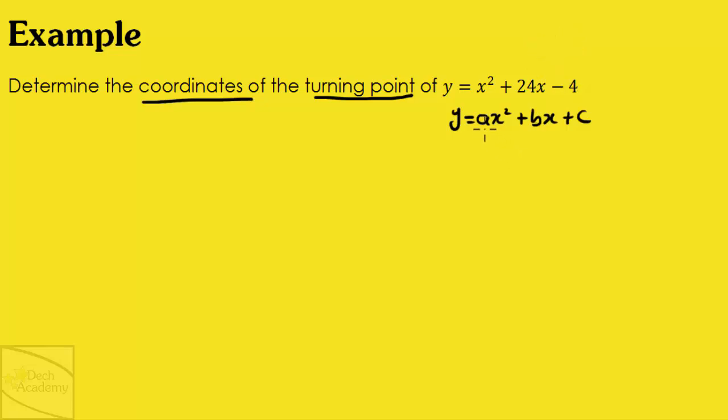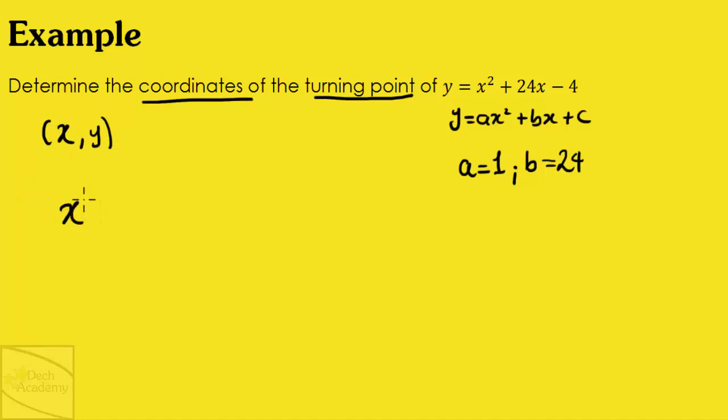But we're interested in the values of a and b. a is the coefficient of x squared, which is 1, because this x squared is the same thing as 1 times x squared, or 1x squared. b is the coefficient of x, which in this case is 24. We're required to determine the coordinates of the turning point. Coordinates are made up of an x coordinate and a y coordinate.